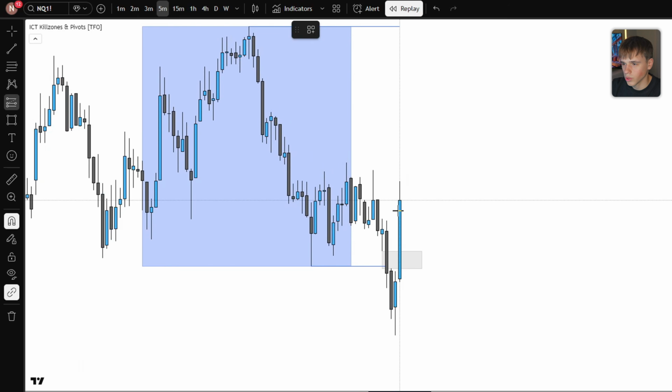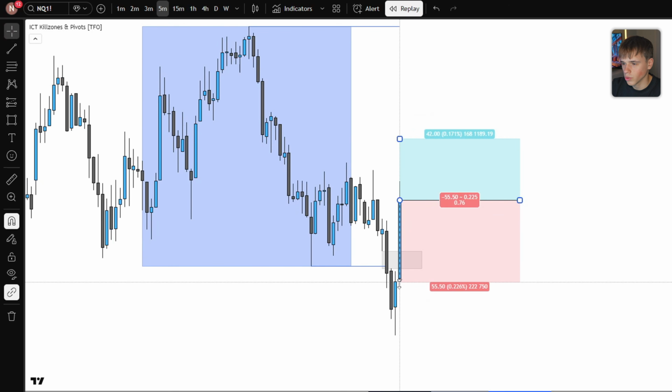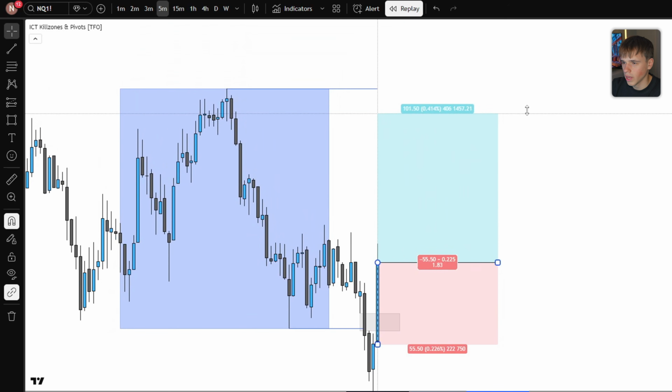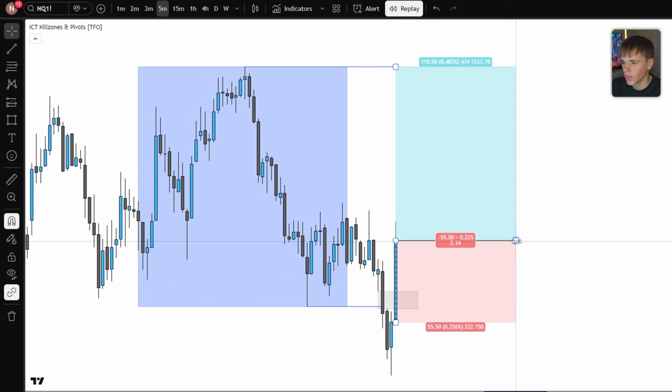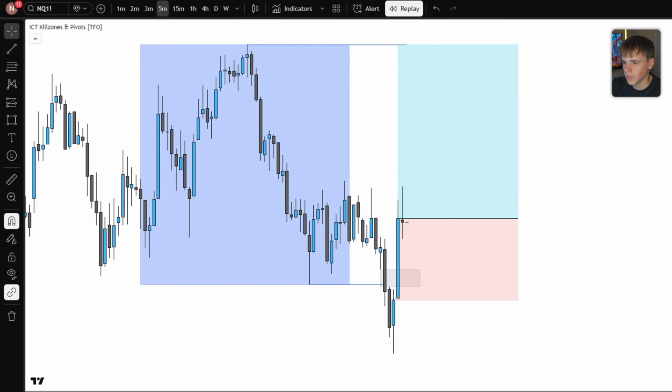So we beautifully closed above this fair value gap. So now we put our stop loss underneath the candle's low, as I told you, and we can target Asia high right here. So 2.14 risk to reward, that is pretty good risk to reward, and let's see whether the market will hit the TP or not. So right now we are just consolidating a bit, and let's see what will happen.